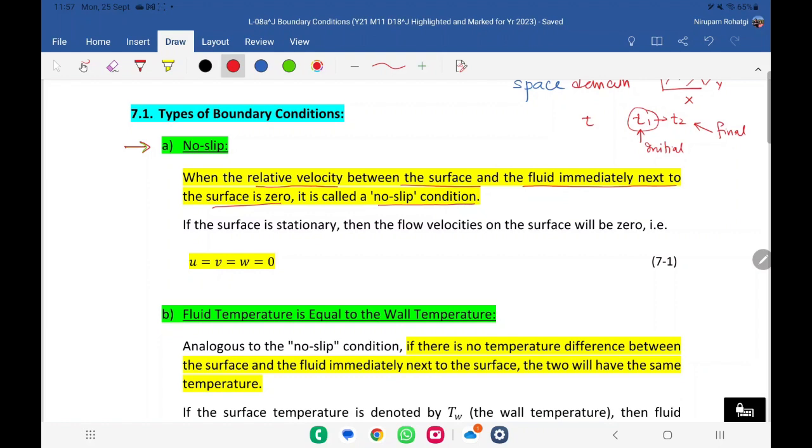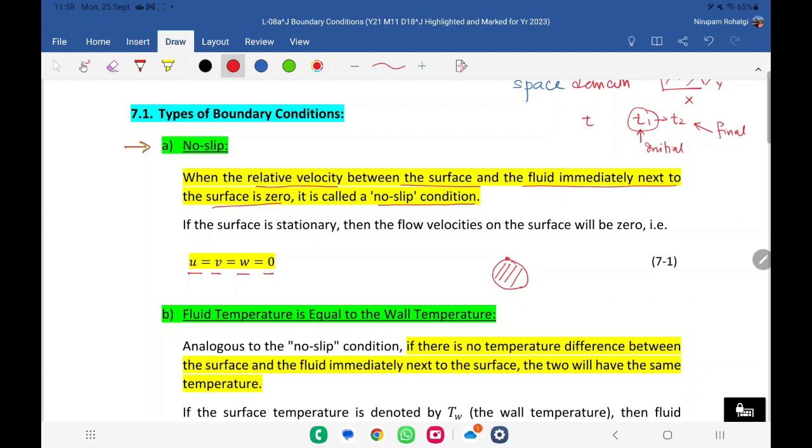So at the boundary, if your surface is stationary, that means at any point, suppose your surface is like this and it is stationary, at a point its velocities u, v, w are 0, and because the fluid is in touch with it and there is no relative velocity, its velocity will also be 0. So u, v, w will be equal to 0 at the boundary only. So if you take a no slip condition, it will be velocity.